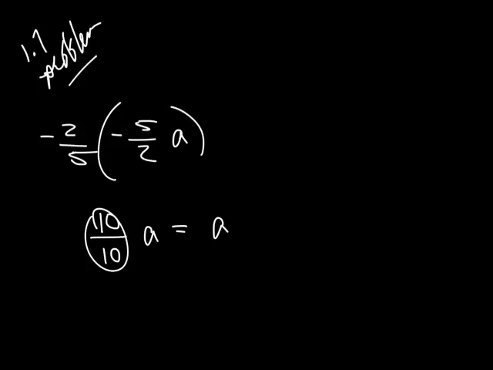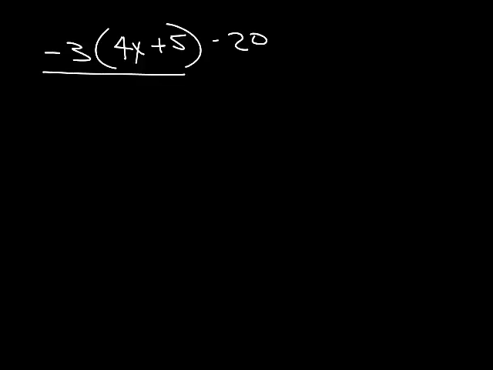49 to 92. We are using the distributive property and pretty much everything else you've done. Let's jump all the way to number 92. So we have negative 3, and we're multiplying that by 4x plus 5, and then we're subtracting 20. So we're going to use distributive there.